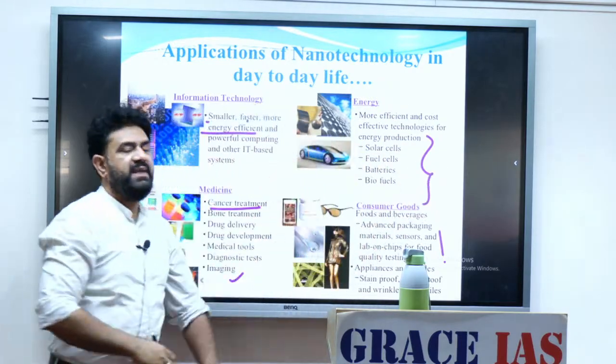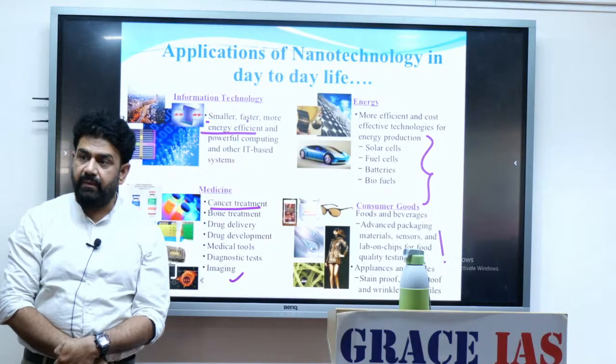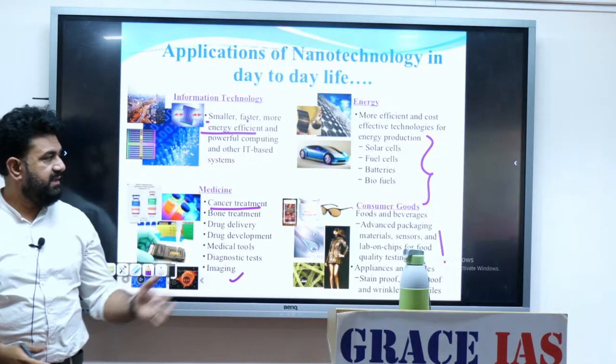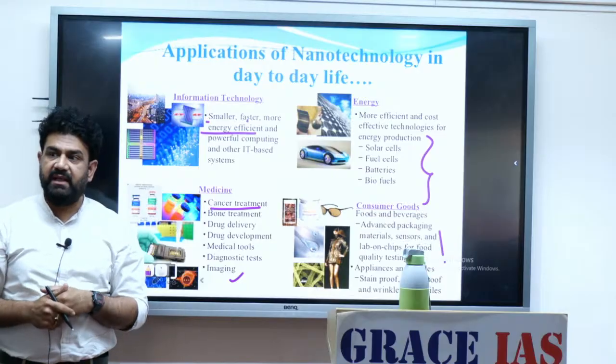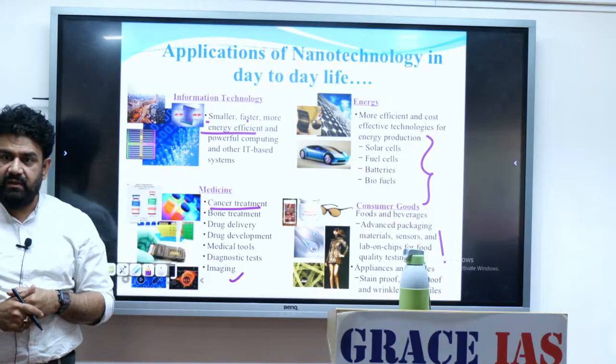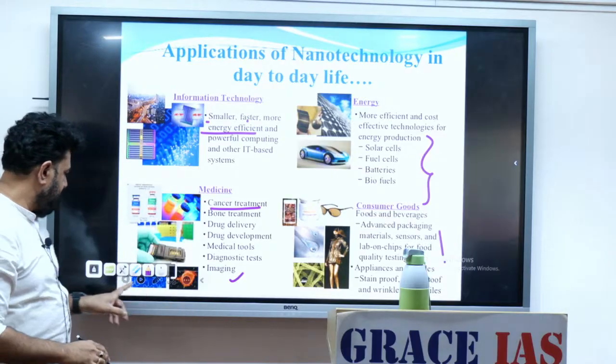And then energy, more efficient, cost effective technology for energy production. Can we produce them? Yes, we can, of course. Now you know how. That's it. The entire slide is clear to you, simpler than it was before. That's a simplification method in general.